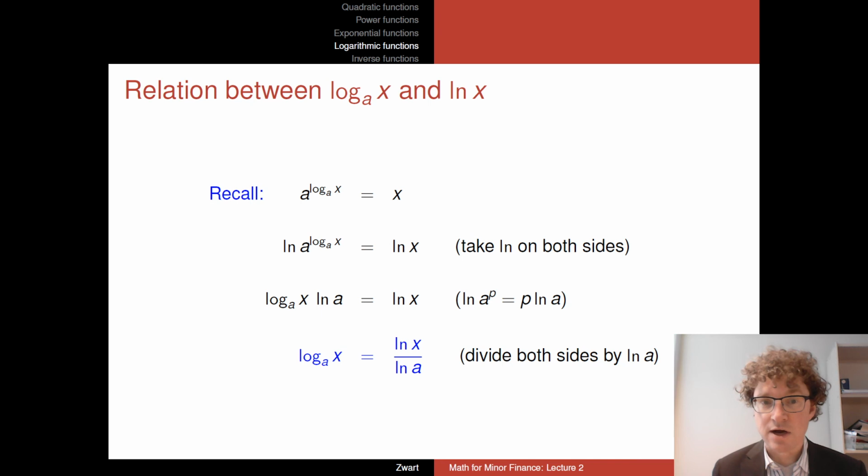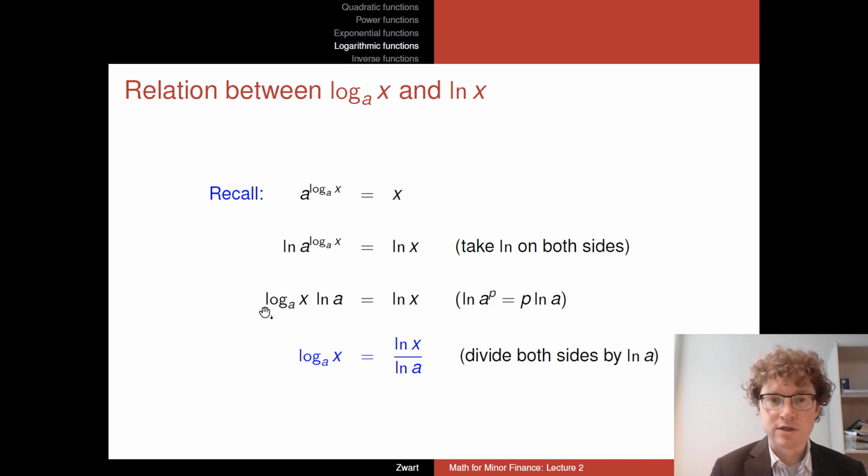But on the left-hand side, we have the natural log of a to some power. So we can put the power in front of that log. So we get the a log of x times the log of a on the left-hand side. And still that equals the right-hand side, the log of x. So we use this rule: if we take the log of a power, then we can put the power in front of the log. Here the power is the a log of x, and you can put that a log of x in front of the log of a.